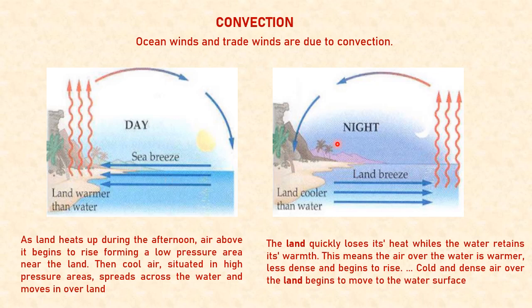Now during night, the land quickly loses its heat while the water retains its warmth. This means the air over the water is warmer, less dense, and begins to rise. Cold and dense air over the land begins to move to the water surface. These are the best examples of natural convection.